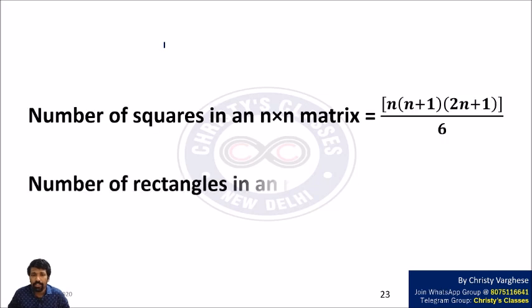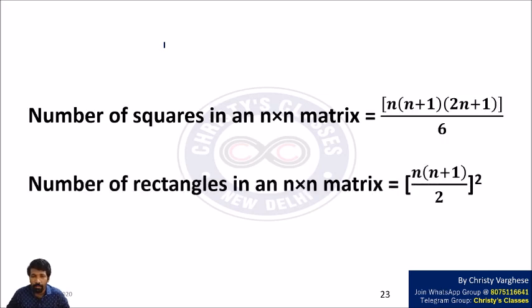Here, these are the two formulas you should remember. Number of squares in an n by n matrix or n by n system will be n into n plus 1 into 2n plus 1 by 6.